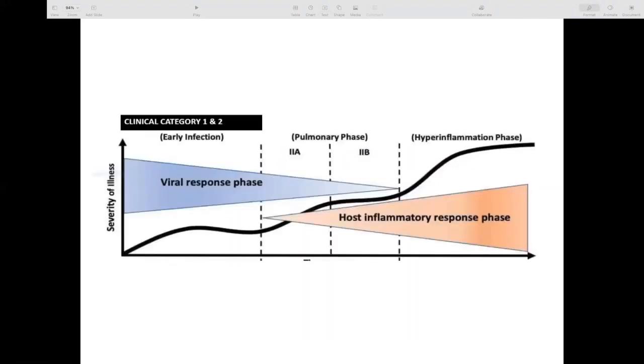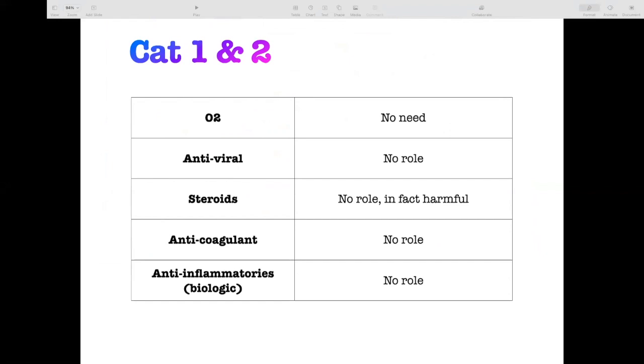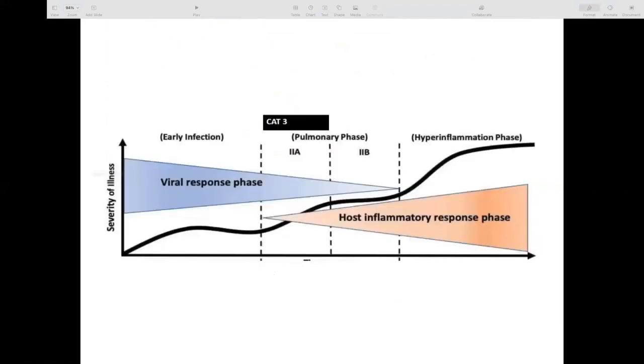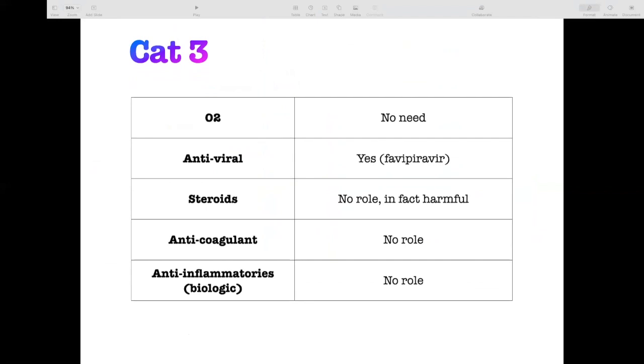Okay, then how do we initiate the treatment in Cat1 and Cat2 patients? So in Cat1 and Cat2 patients, there are no role for any antiviral, steroid, anticoagulation, or anti-inflammatories. Next, we go into Cat3 patient, which is associated with the early pulmonary phase of the disease. So in Cat3 patient, there's no need of any oxygen. There's role of antiviral, which we need to give favipiravir if there is no contraindications.